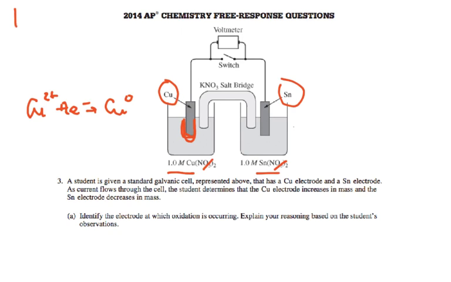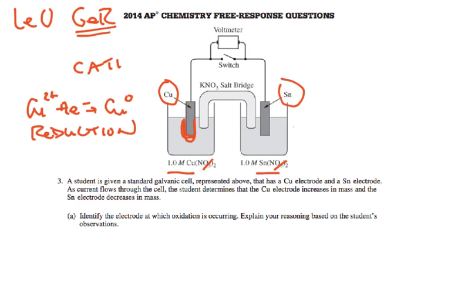We talked about how Leo the lion says grr. So this is grr over here, so that's reduction. And that means that this side over here must be the cathode. All that we can get just from the fact they said that the copper electrode is gaining mass. Well, if this is reduction, over here there better be oxidation.